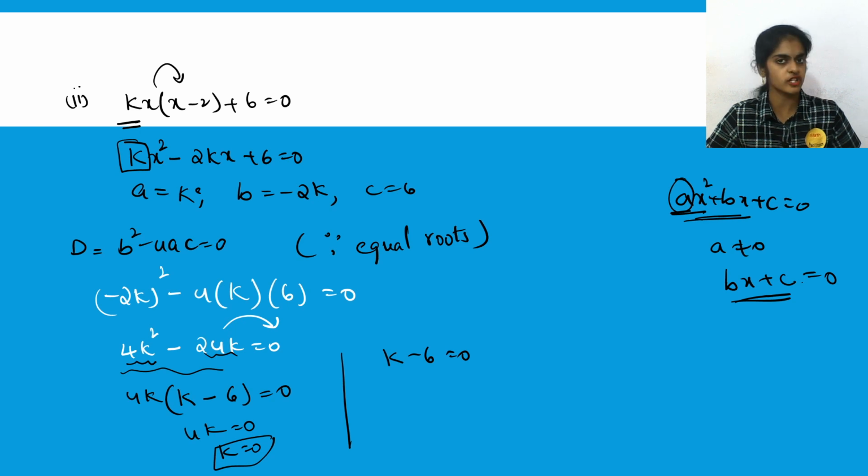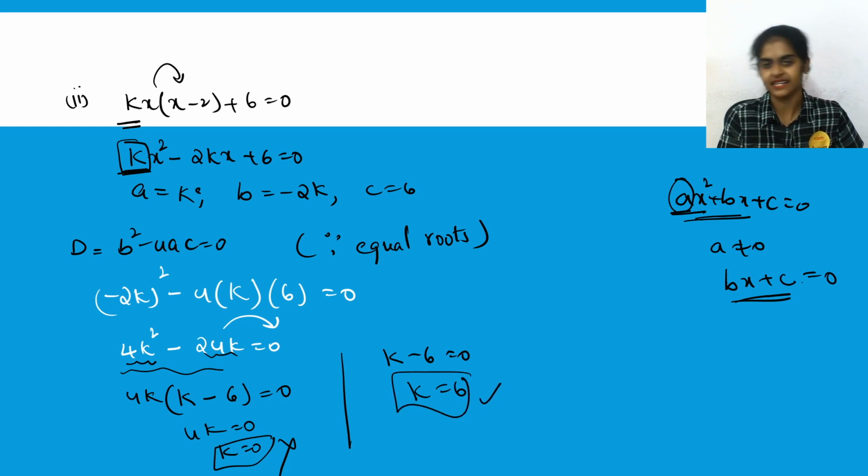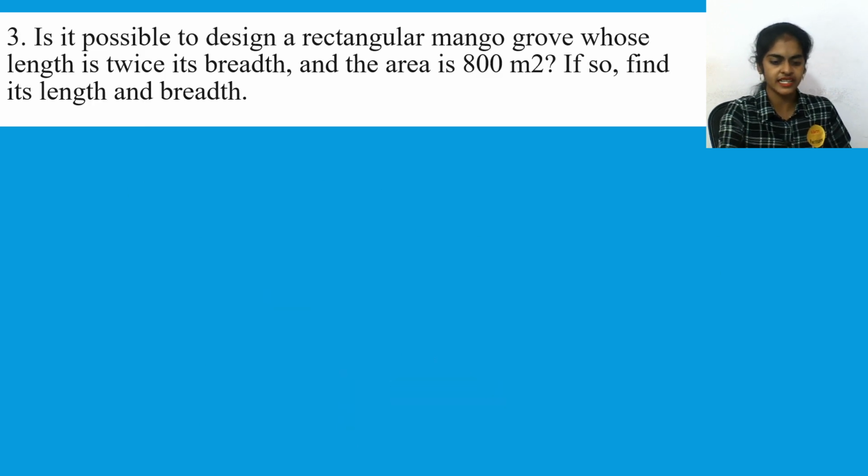That means the x square coefficient is not 0. So here the x square coefficient in this case is k. So k equal to 0 is not the answer, because k cannot be equal to 0. So k equal to 6 is the correct answer. Okay, let us proceed to the next question now.